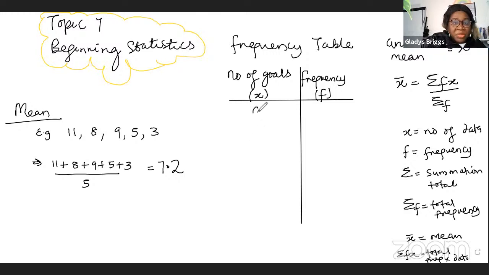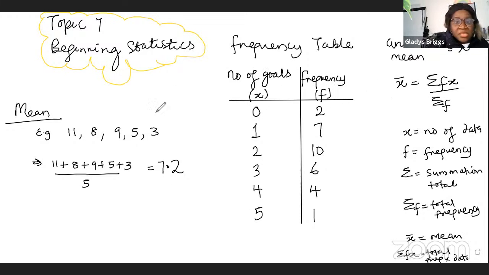You have the number of goals, maybe. There was a tournament maybe. 0 goals, 1 goal, 2 goals, 3 goals, 4 goals, and 5 goals. And the frequency section is saying how many teams scored each. 2 teams scored 0 goals. 7 teams scored 1 goal. 10 teams scored 2 goals. 6 teams scored 3 goals. 4 teams scored 4 goals, and only 1 team scored 5 goals.